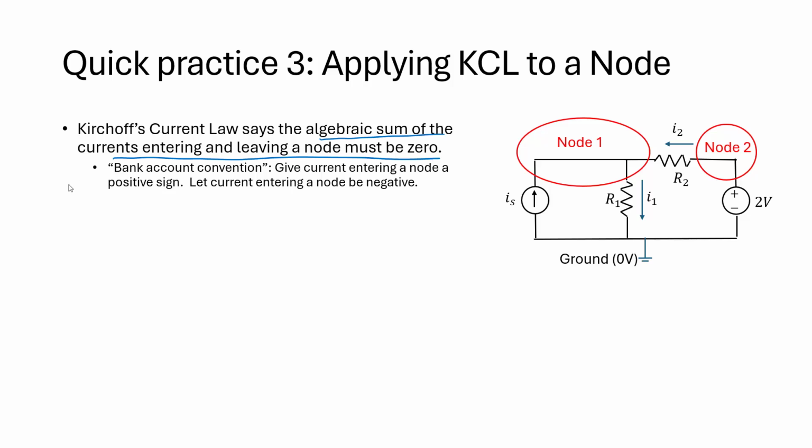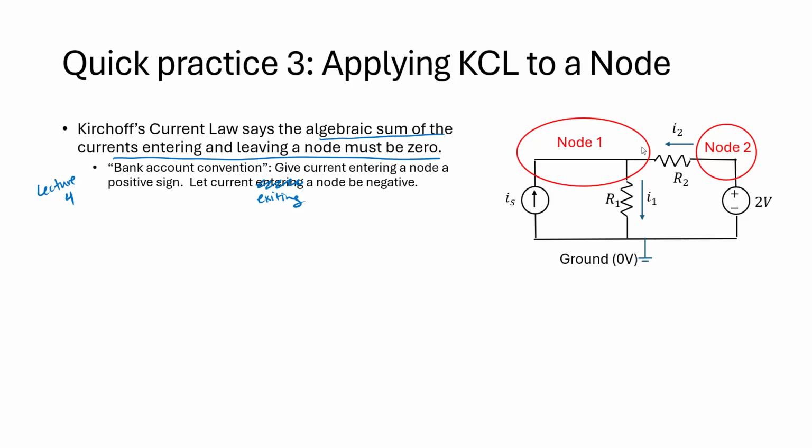And if you check out our lecture 4, you'll see that I like to use what's called the bank account convention. The bank account convention I use is kind of like money in or out of your bank account. If you have money coming into your bank account, it has a positive sign. It's being added to your balance. Similarly, current entering a node can be given a positive sign. That's our bank account convention. So if we have current coming into our node, we give that a positive sign. And current exiting our node, oops, this is a typo here. Current exiting our node should be negative.